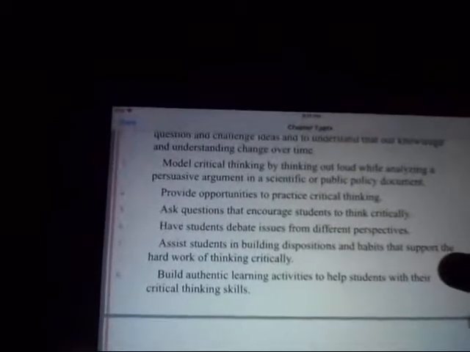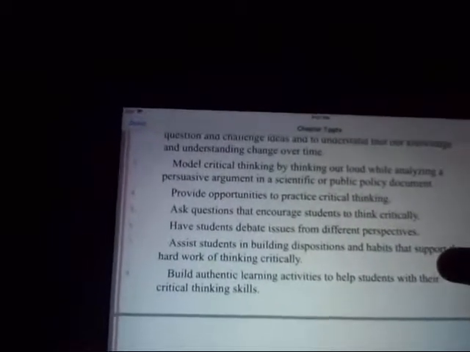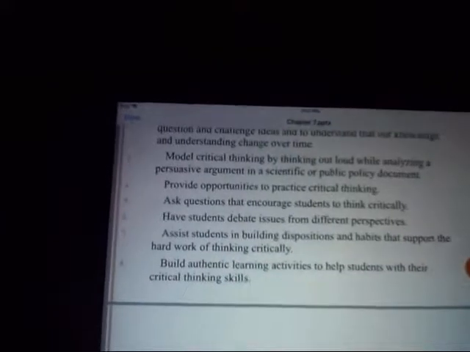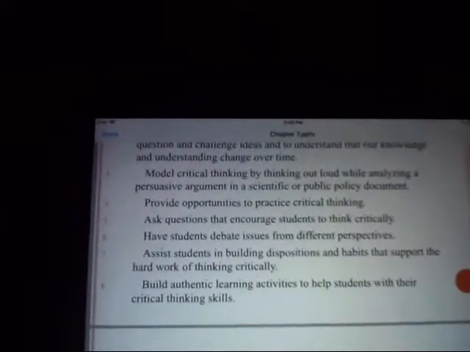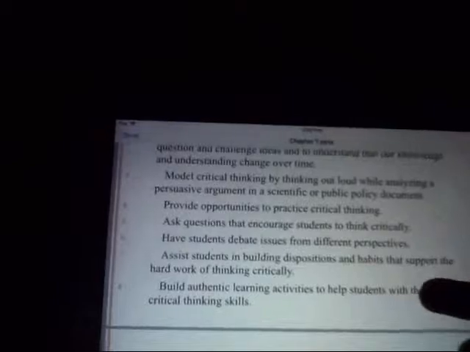Ask questions that encourage you to think critically. Ask topics that are relevant, that they're interested in, because once they start researching the topic, they'll get into it and write more. Their writing skill and critical thinking will improve.